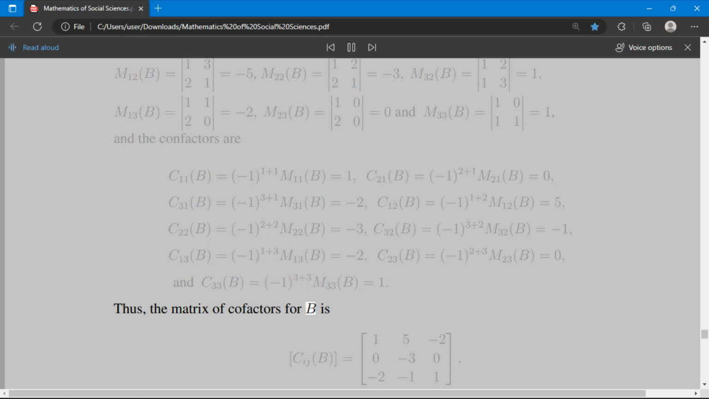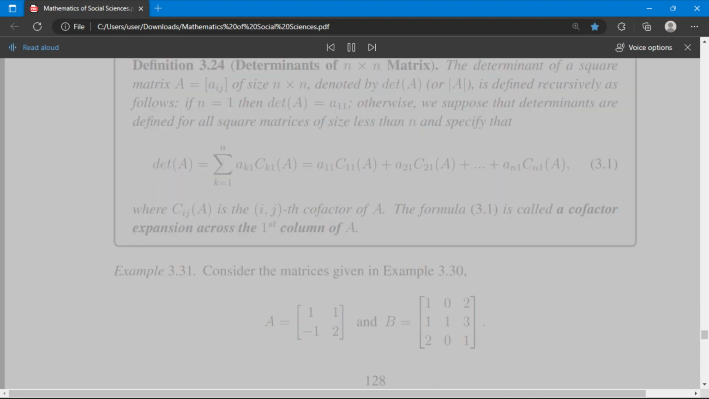Thus, the matrix of cofactors for B is Σ(B) = [1 5 -2; 0 -3 0; -2 -1 1].